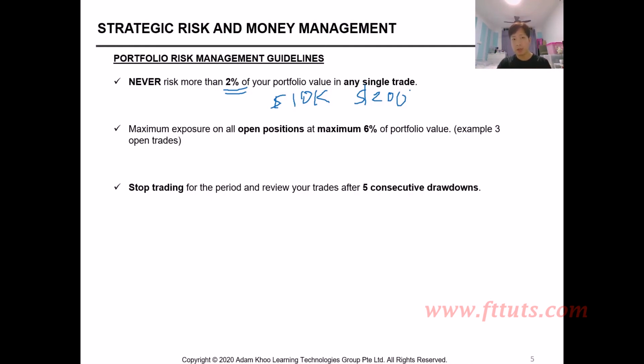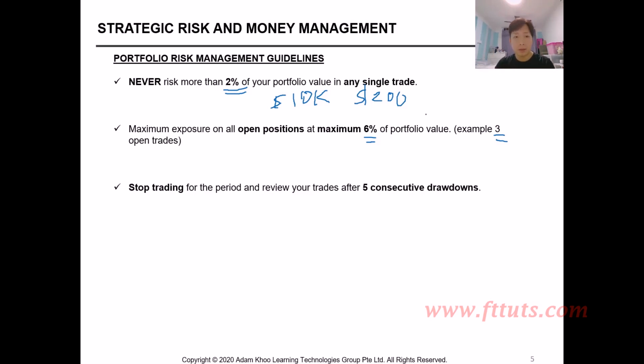Okay. So maximum exposure at all times shouldn't be more than 6%. Basically, that's about three positions if you are doing 2% risk. If you are doing 1% risk, maximum exposure should be not more than 3 to 5%. It means 3 to 5 positions.